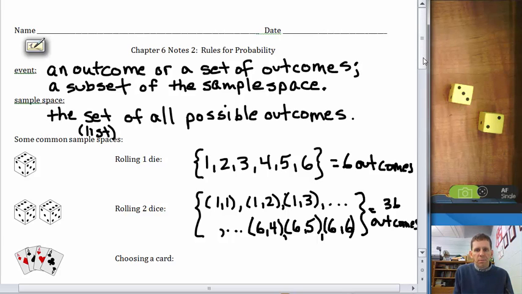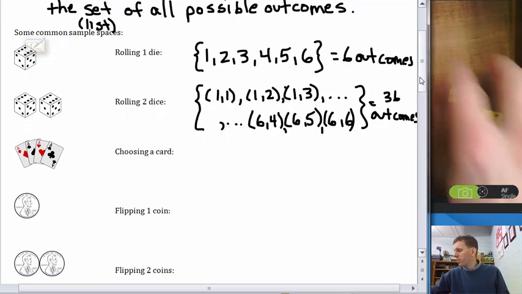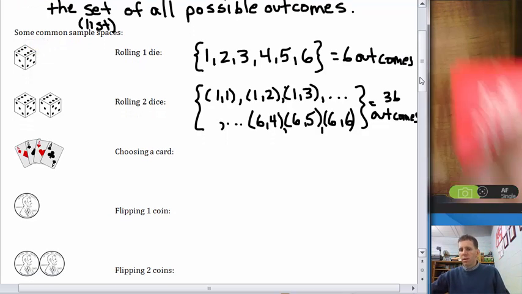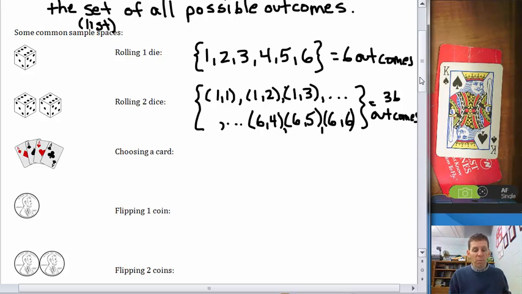Choosing a card. Now, when you're choosing a card, we know there's a whole bunch of different outcomes that are possible. Here's our deck of cards. Flip one over, King of Spades. That is one possible outcome. Now, in a standard deck of cards, if you have a 52 card deck, obviously there are 52 different outcomes.